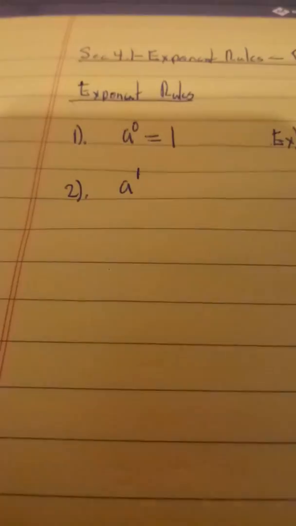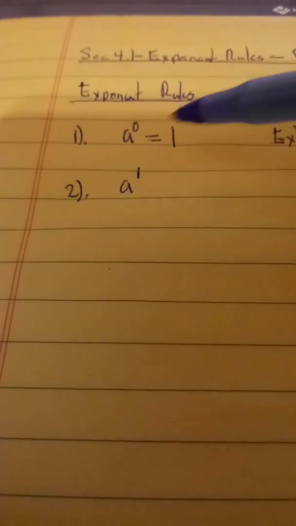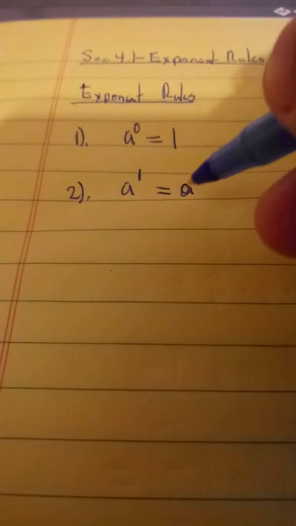The second rule that we have is, what if your base is being raised to the first power? Well, think about it. Anything that will be raised to the first power will be that base itself. So the answer for this one will be equal to a itself. So nothing changes here. Now, when you see a variable by itself and it doesn't have an exponent, it's always understood that it is to the first power.